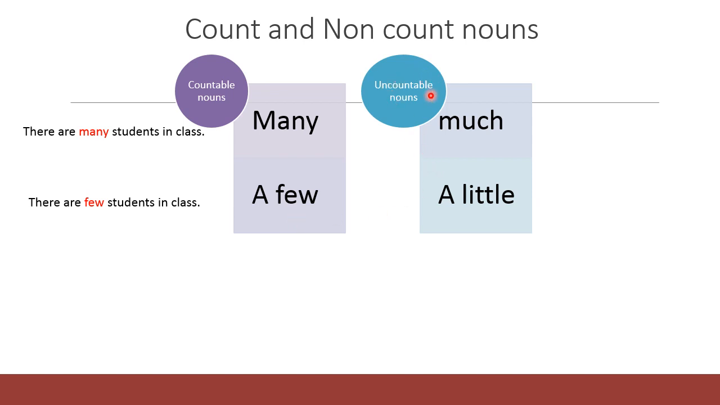Talking about uncountable nouns, much is the equivalent to many. So we can say there isn't much milk. Remember, we use much only with uncountable nouns. And similar to a few, we have a little for uncountable nouns. Let's check an example. There is a little money in the bank.